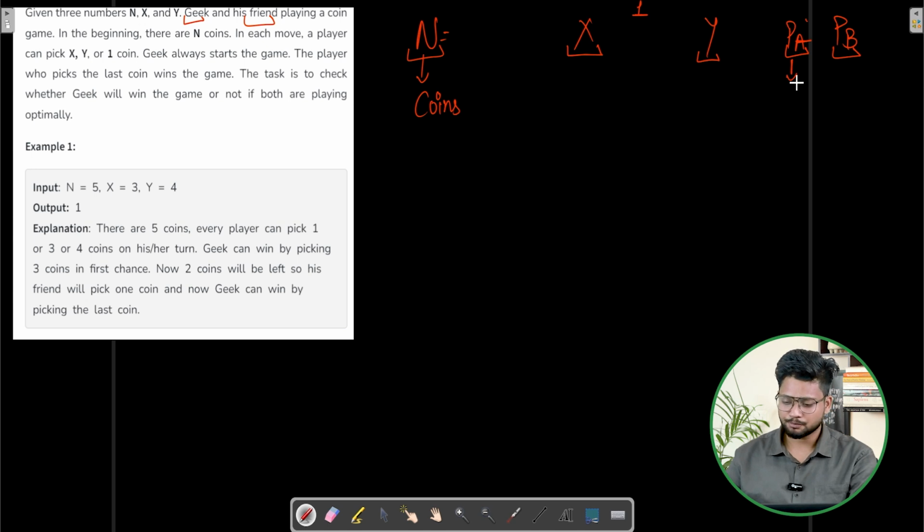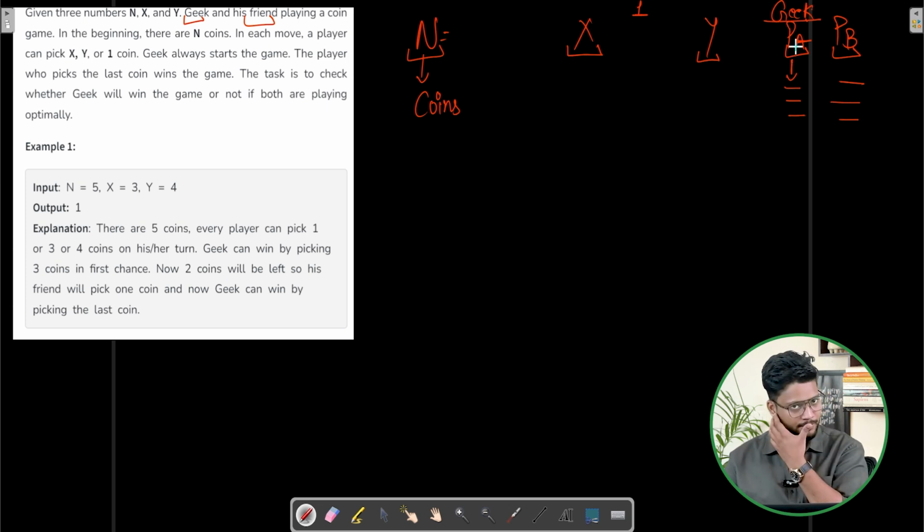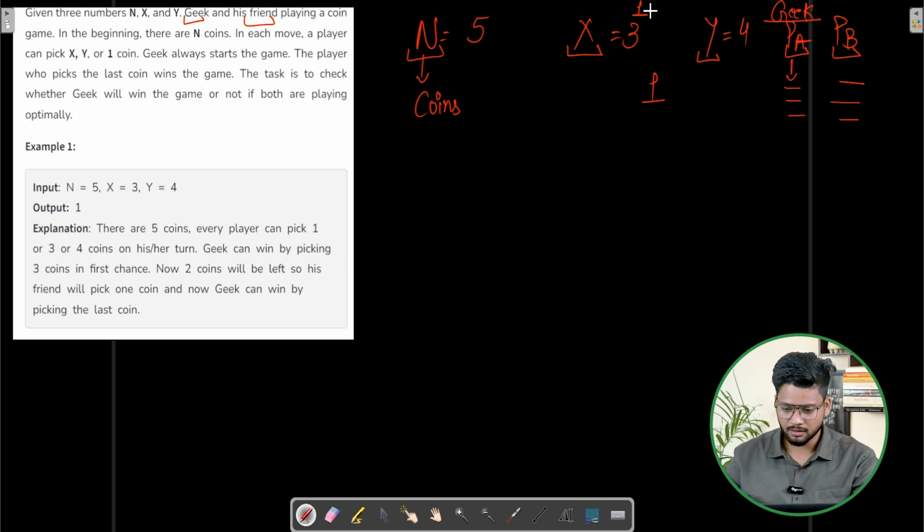Firstly the chance of A, then the chance of B, then A, then B, and whosoever picks the last coin is going to be the winner. So we have to check whether Geek will win the game or not. Let's understand it through an example. In total we have 5 coins, the value of X is 3 and Y is 4, and we can also pick one coin as well.